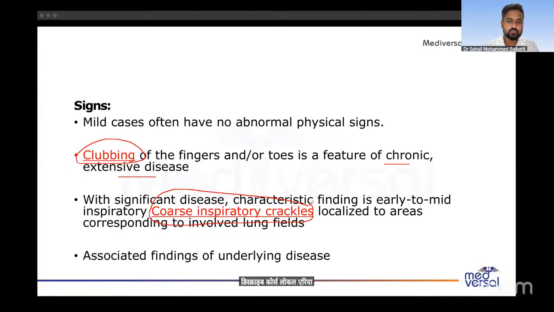And there are associated findings of other underlying diseases like connective tissue disease if they are suspecting for bronchiectasis. Then we have for rheumatoid arthritis, early morning joint stiffness, joint pain or arthritis, SLE, we have malar rash. So different underlying diseases will have an associated finding. So these are the signs what we find in cases of bronchiectasis.